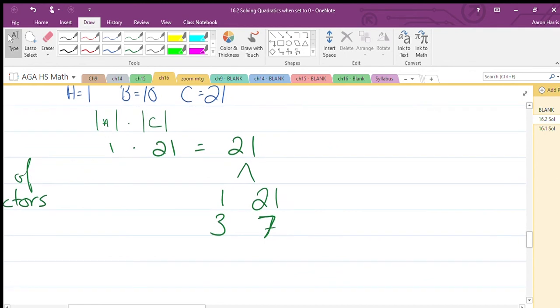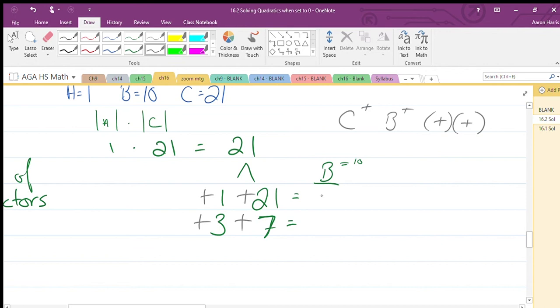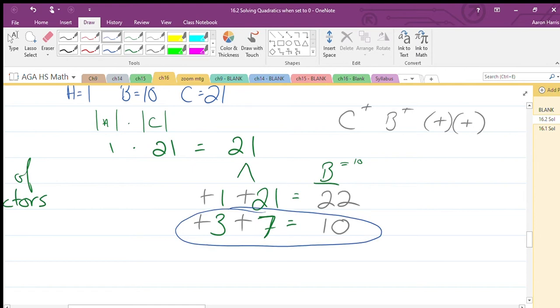So now we want to know, if I add these up, am I going to get to B? So I like to put B up here. B is equal to what? 10, a positive 10. Let's take a peek now. C is what? Positive. B is what? Positive. So I know that both of my factors are going to be what? Positive. So I put plus, plus, plus, plus. 1 plus 21 is what? 22. 3 plus 7 is what? 10. Which one gets me to B? The 3 and the 7.